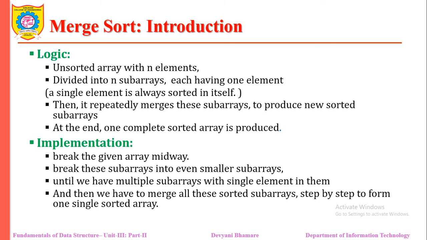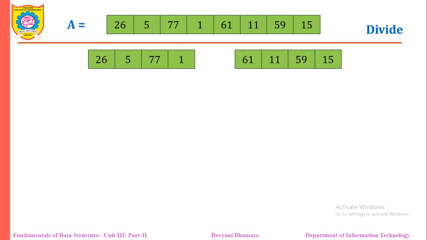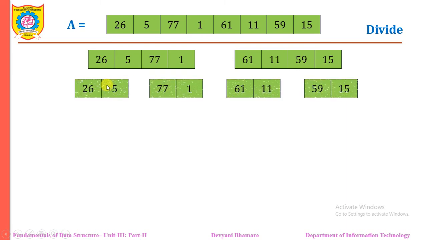Let me give a demo. Assume that we have an array consisting of a total of 8 elements. Then we need to divide this array A into sub-arrays. So how do we divide it? By calculating mid, elements 0 to 3 are in the first array and 4 to 7 are in the second array, meaning A[4], A[5], A[6] and A[7]. Then again take each sub-array and divide it into two portions. So we get 26, 5 and 77, 1, and again these sub-arrays are divided into two arrays.